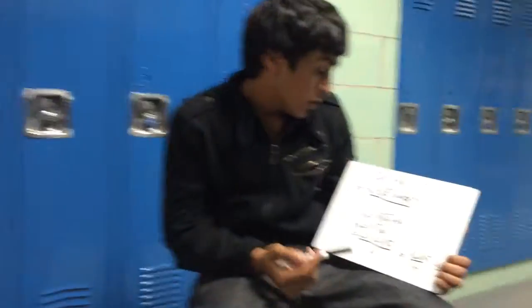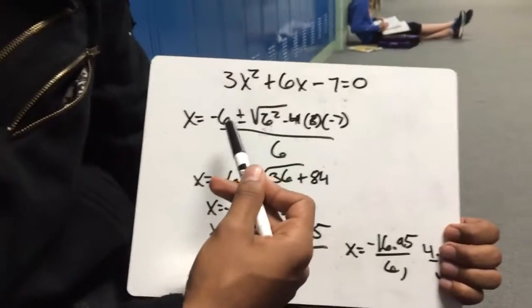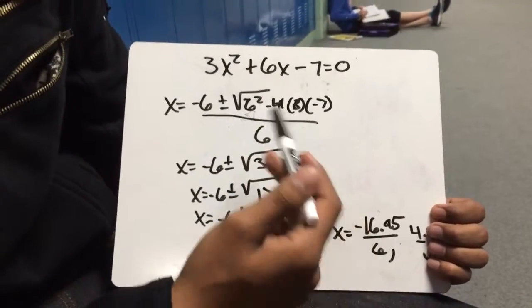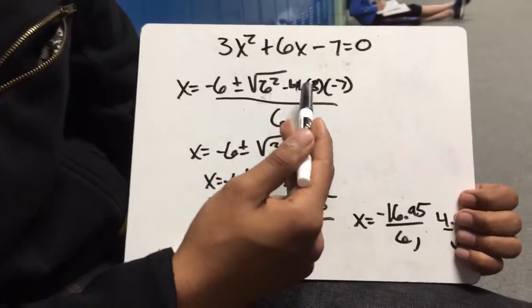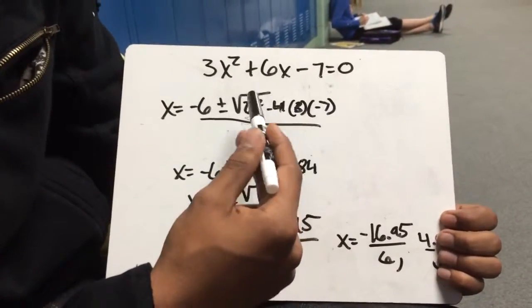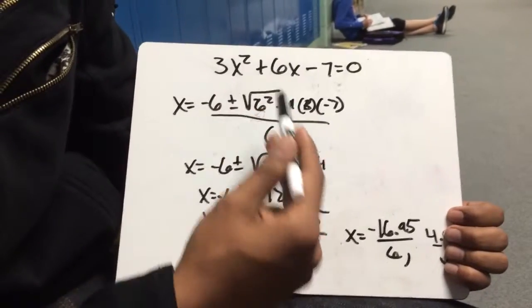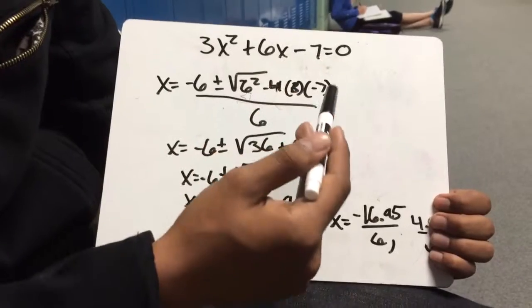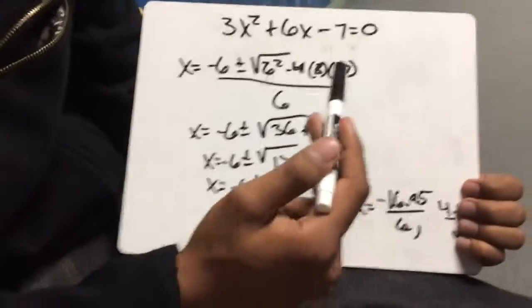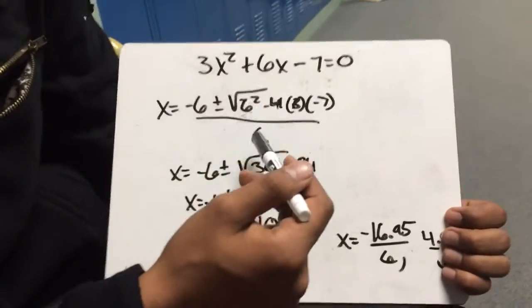Quadratic equation using the quadratic formula. Alright, well, first you take b, you get the opposite of b, which is negative 6, okay? Then plus or minus the square root of b squared minus 4ac. So b is 6, okay? And a is 3, and c is negative 7, okay? And then make sure you do all over 2a, so 2 times 3 is 6.